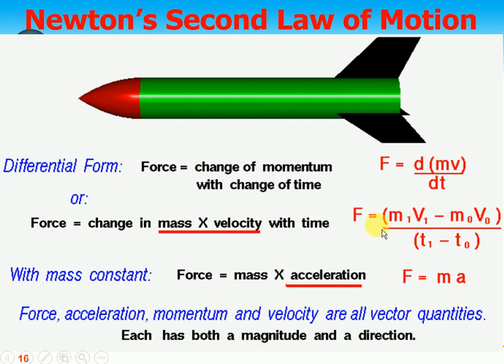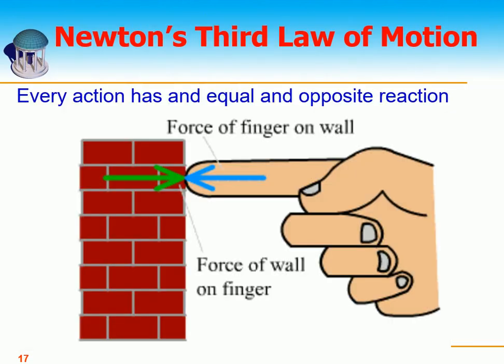Mostly the mass is constant. We can also take m times (v1 minus v0) over (t1 minus t0), or F is equal to ma, which you have already studied. So force, acceleration, momentum and velocity are all vector quantities. So force is also a vector quantity. So in both ways we can describe F is equal to ma: acceleration is directly proportional to force, and acceleration is inversely proportional to mass, or the rate of change of momentum is called force.